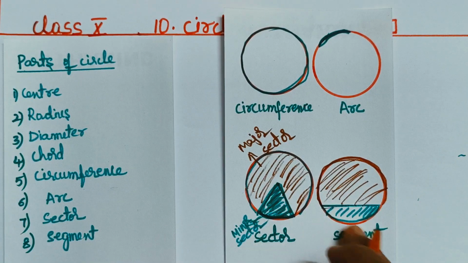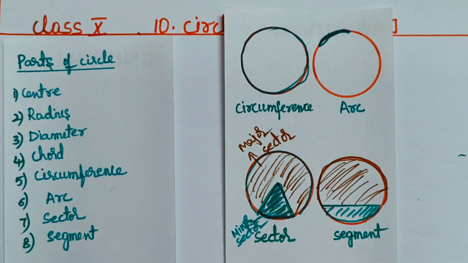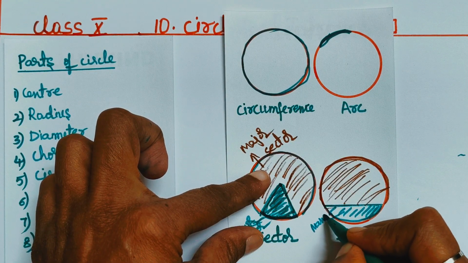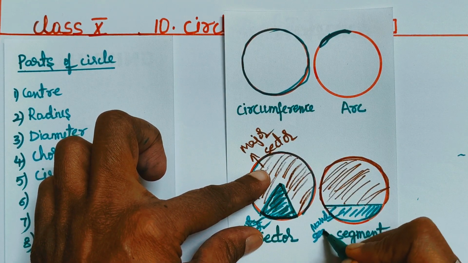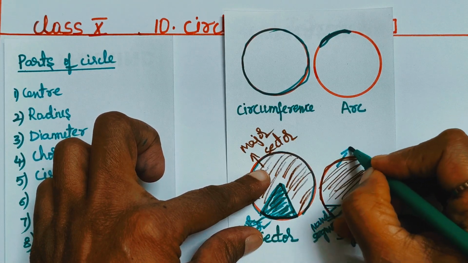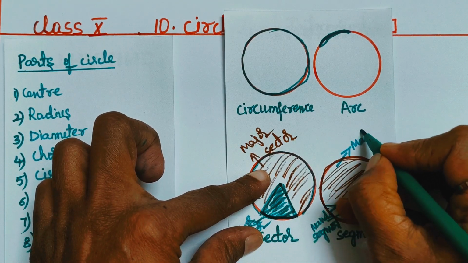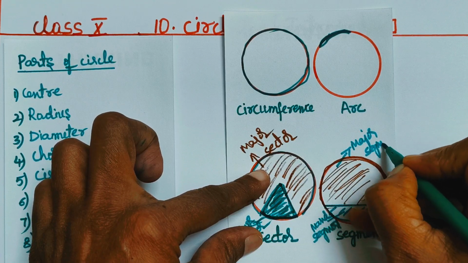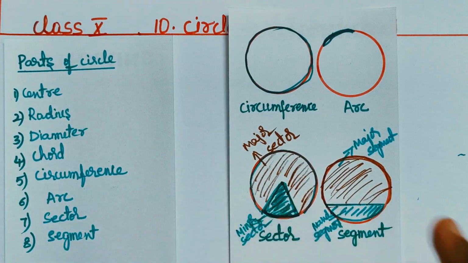This is a minor segment. This is a major segment. This is a small segment. So, it is a minor segment. Next, this outside region is there. Now, this is called a major segment. Don't confuse sector and segment.